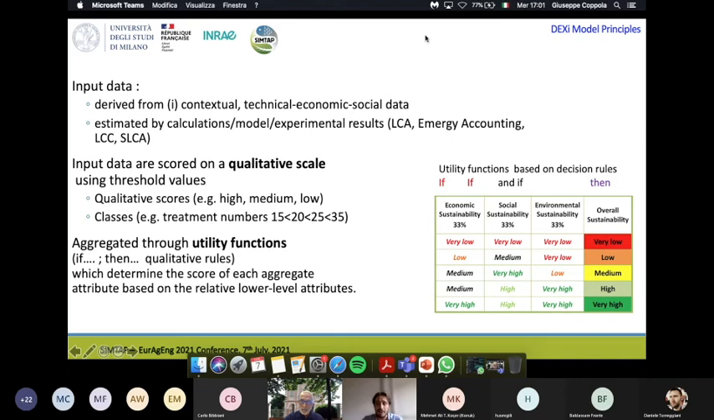So this is the last step of the assessment when we have gained the score of the three aggregate attributes of the three dimensions, the economic, the social and the environmental dimensions, which are the relative lower level attributes of the final overall sustainability attribute. And basically the utility function gives the score of the higher level attribute, in this case sustainability, given by the combination of all the scores of all the relative lower level attributes.